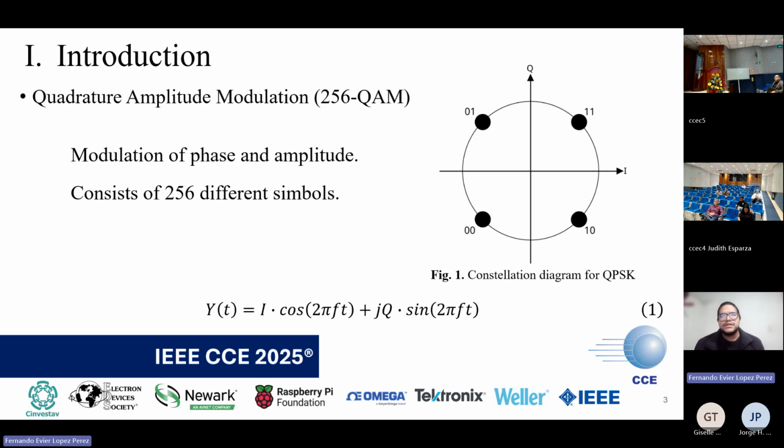And this type of modulation can be represented using constellation diagrams. Here in figure 1, we have an example for QPSK modulation, which is basically a 4-symbol modulation. But we can scale this up to imagine what 256 QAM will look like.